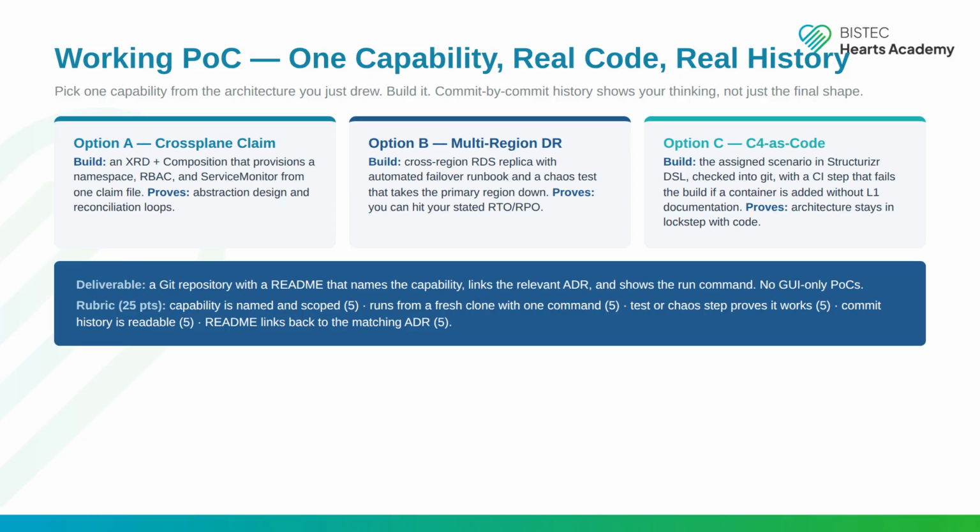This proves abstraction design and reconciliation loops, the heart of any platform engineering work. A claim is the input, the composition is the contract, the reconciled state is the output. Option B, multi-region DR. Build a cross-region RDS replica with an automated failover runbook and a chaos test that takes the primary region down. This proves you can hit your stated RTO and RPO.